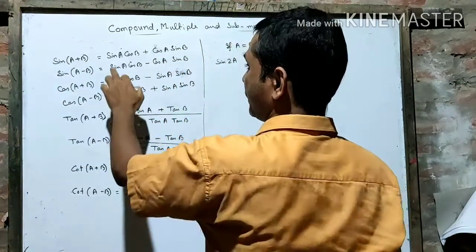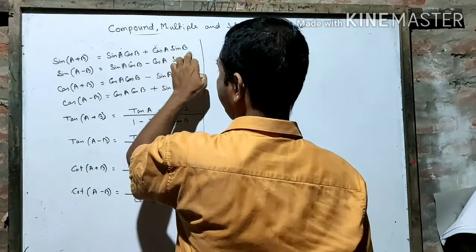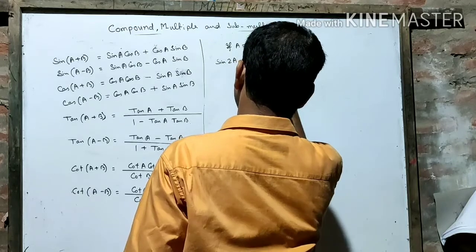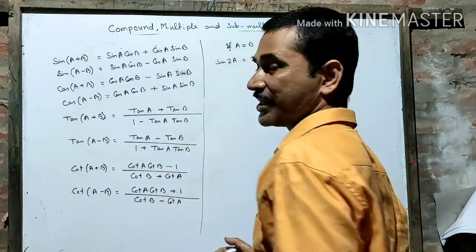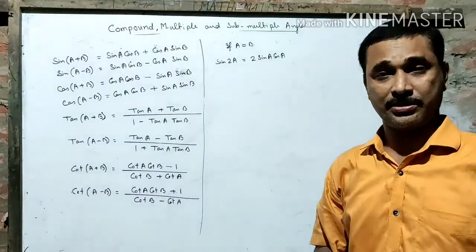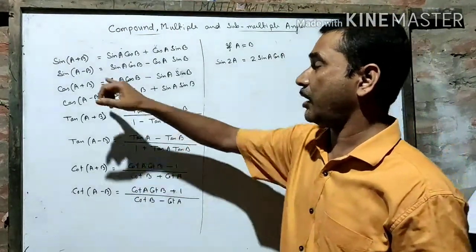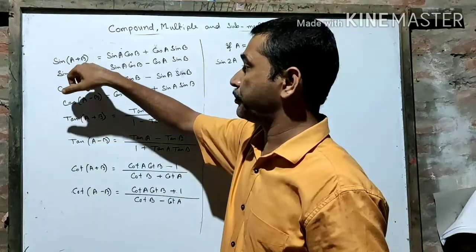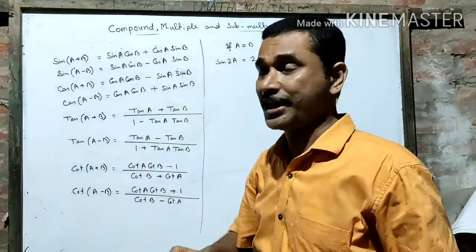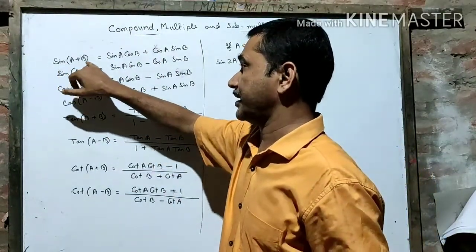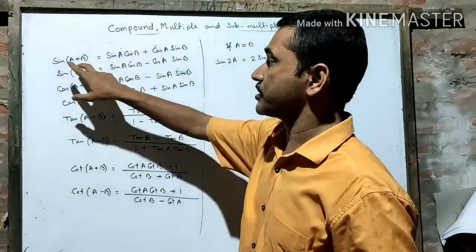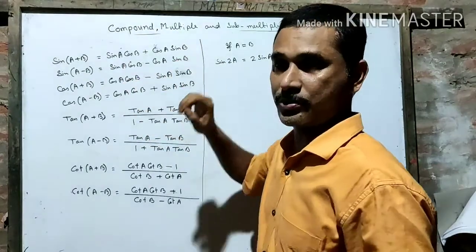Sin twice A is equal to sin A cos A plus sin A cos A. That means 2 sin A cos A. So we have got a formula for sin twice A. Sin twice A is equal to 2 sin A cos A. These are the formulae for multiple angles. How? We have put A in place of B. That means we have taken B and A as equal. Sin (A plus A) is equal to sin A cos A plus cos A sin A. So sin twice A is equal to 2 sin A cos A.